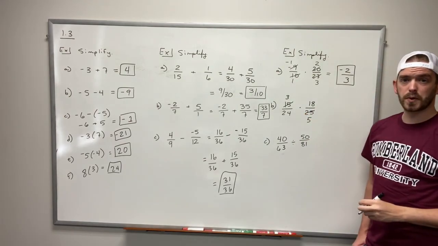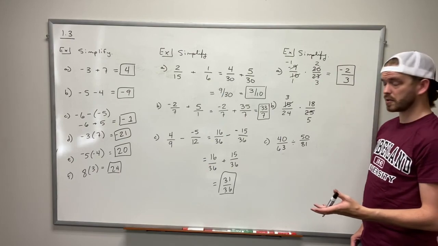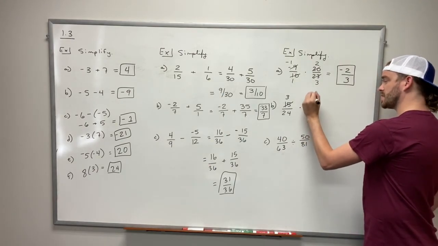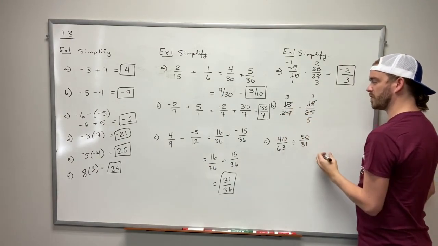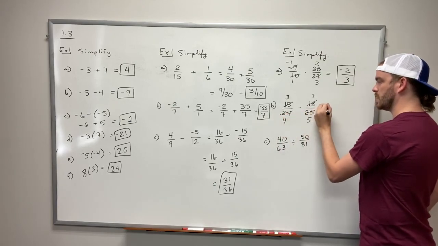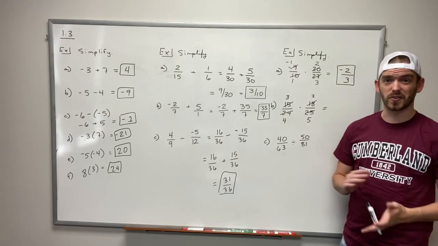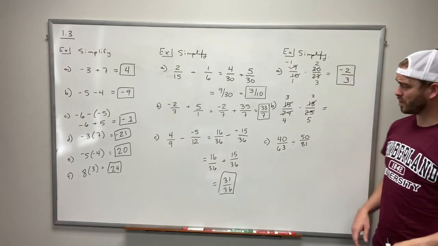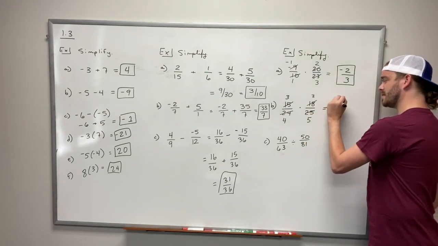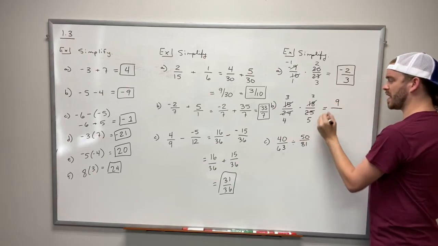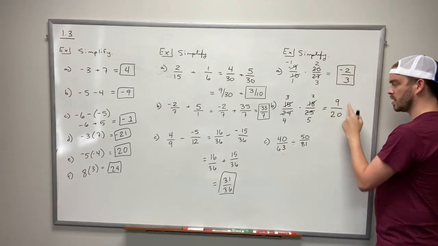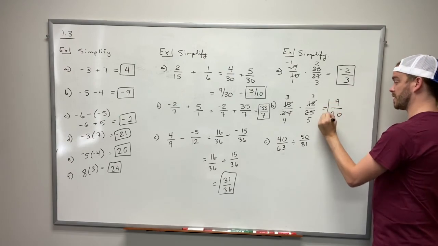What about 18 and 24? 6 goes into those, right? 18 divided by 6 is 3. 24 divided by 6 is 4. So instead of multiplying 15 and 18, you're multiplying 3 and 3. That's a whole lot easier. So 3 times 3 is 9. 4 times 5 is 20. We can't reduce this, so this is our final answer.